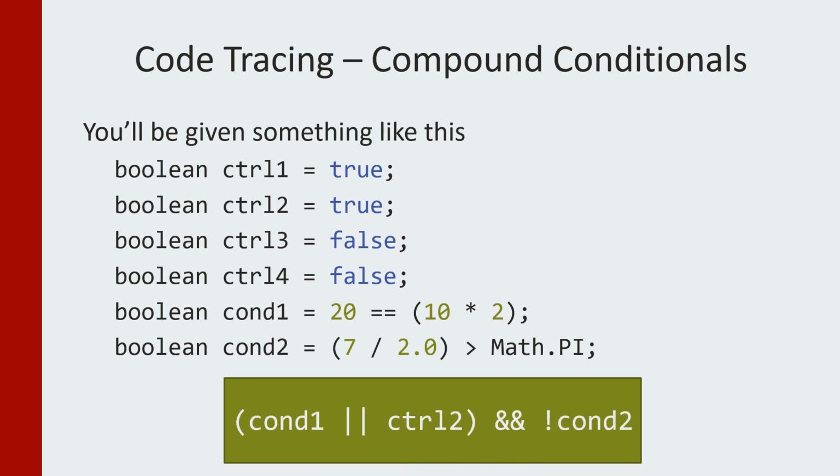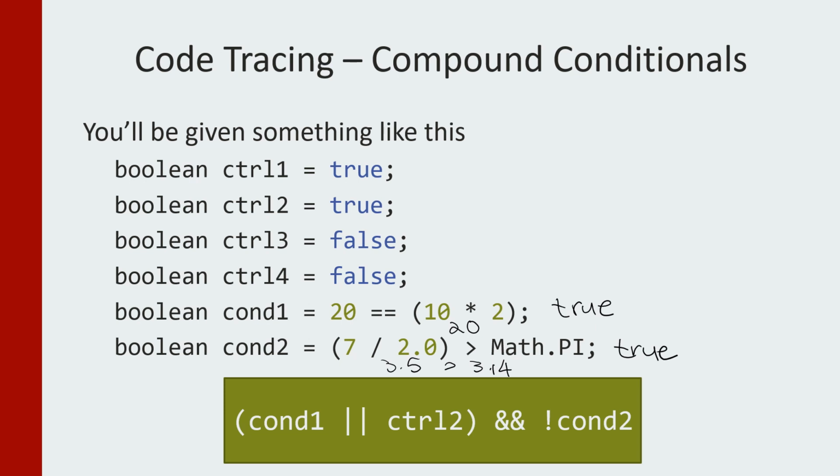Let's do an example that includes cond1 and cond2. Before we start evaluating the expression, we have to make sure that we know what cond1 and cond2 evaluate to. In this case, I have 20 and 10 times 2, which is 20. 20 is in fact equal to 20, so that's going to be true. And then here I have 7 divided by 2.0, which is 3.5. Is that greater than math.pi? Math.pi is about 3.14, so that's also going to be true. Good.